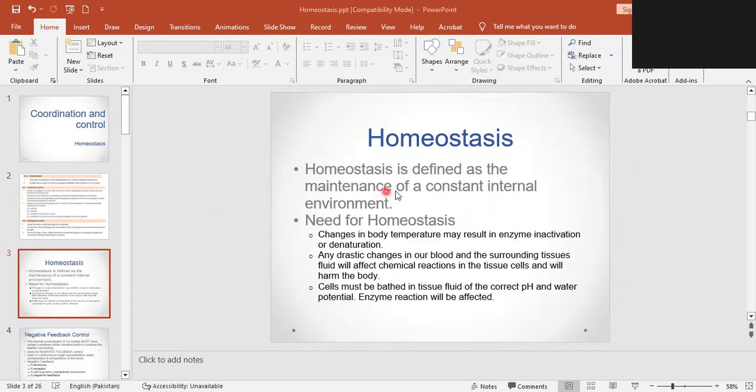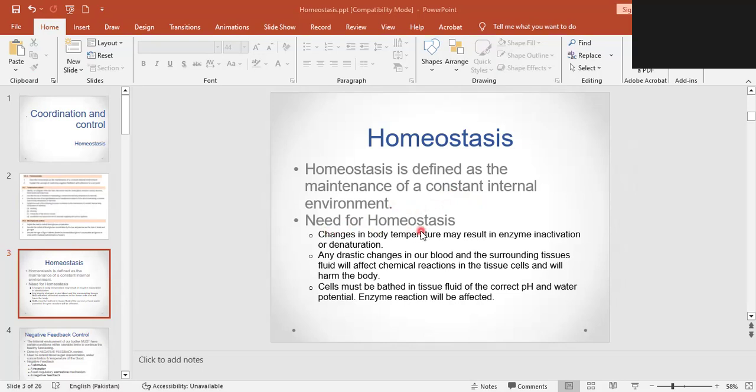What is homeostasis? It is defined as the maintenance of a constant internal environment. Like we have just discussed, what is the internal environment? My temperature, my pH, my blood pressure, my heart rate, my breathing rate, the amount of oxygen, the amount of carbon dioxide, the amount of certain chemicals present, these are all making my internal environment. Okay, they need to be maintained, so it is kept constant. That is homeostasis.